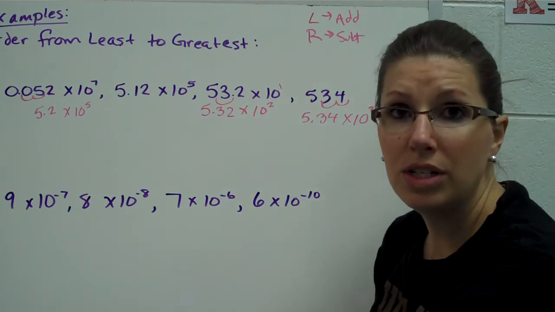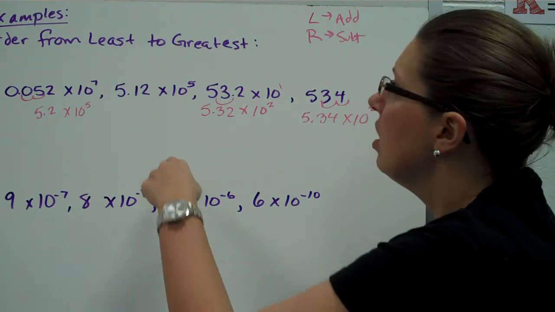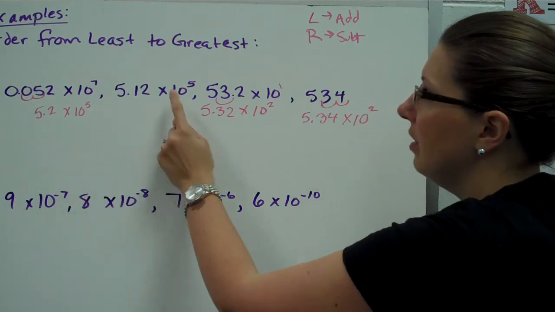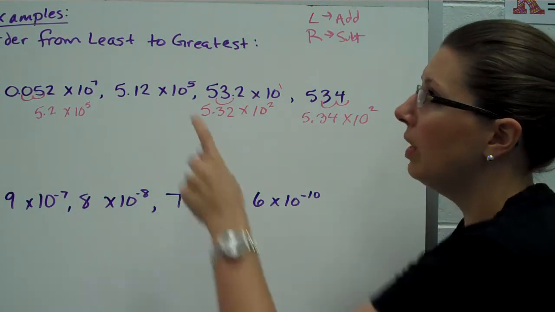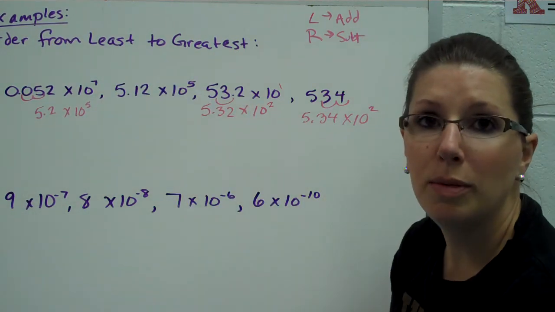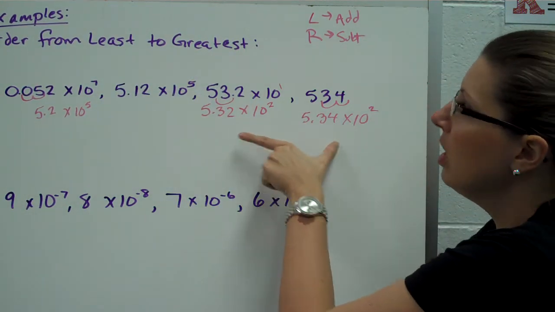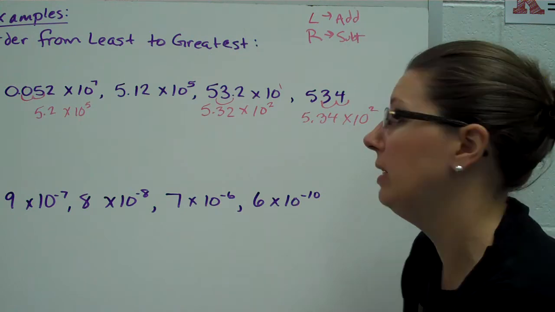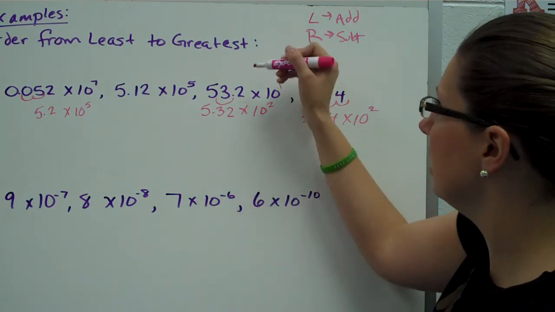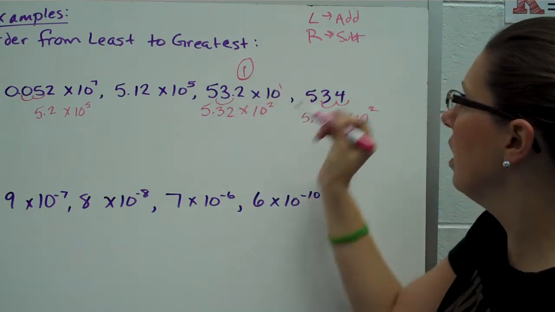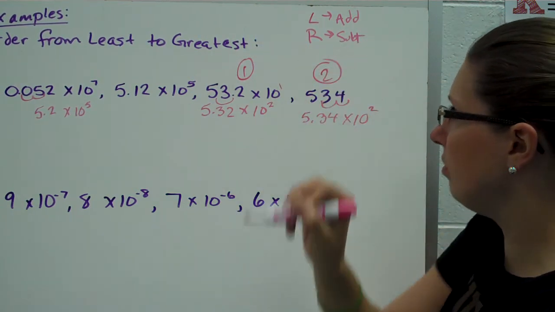So the first thing we're going to do is compare the powers. So I've got 10 raised to the 5th, 10 raised to the 5th, 10 squared, and 10 squared. So I want to order them from least to greatest, so I'm going to be focusing on these two numbers first because they're the smallest exponents. And then once I do that, I compare the decimals. This is the smaller decimal, so this will be first, then this will be second.